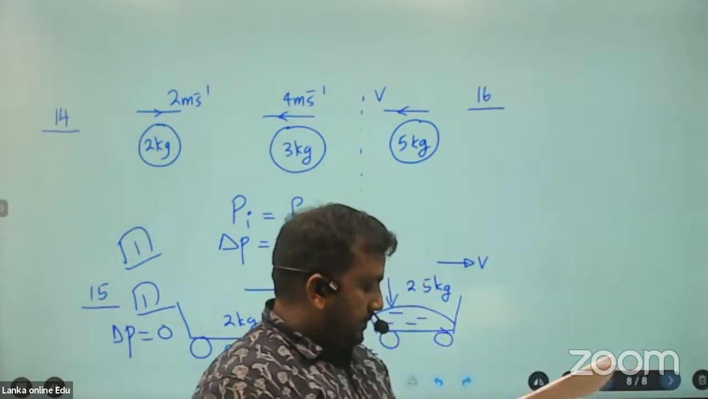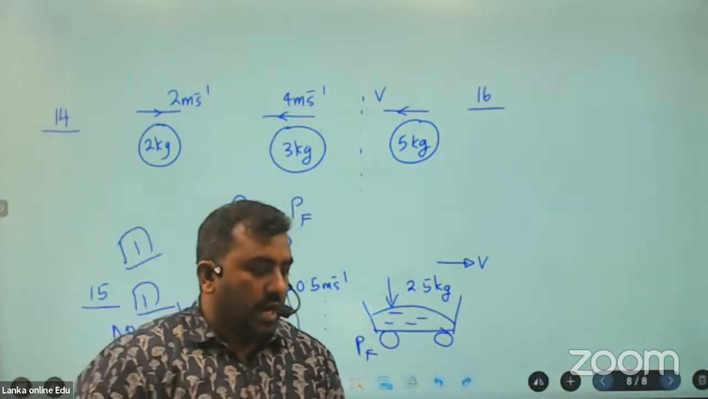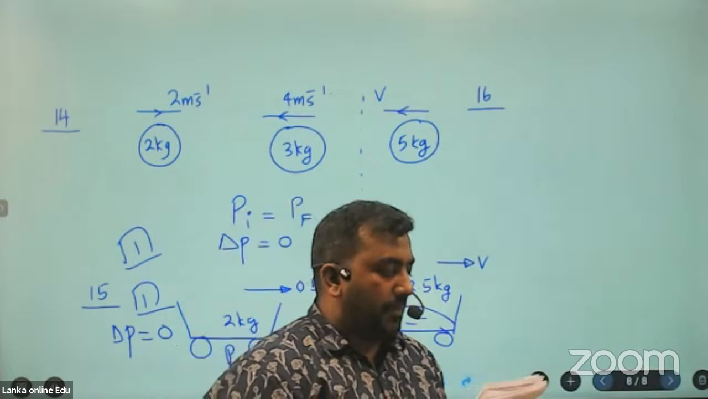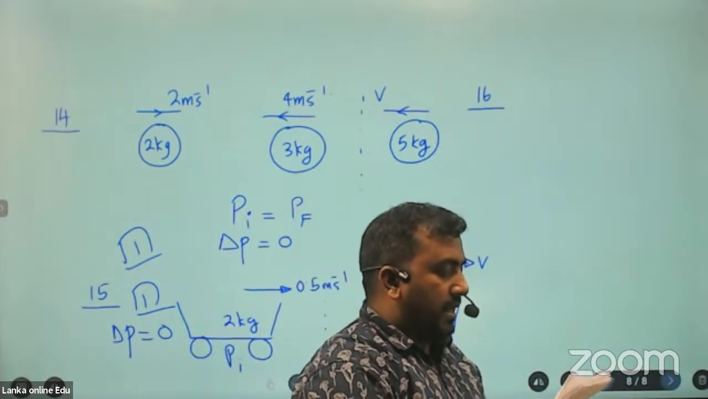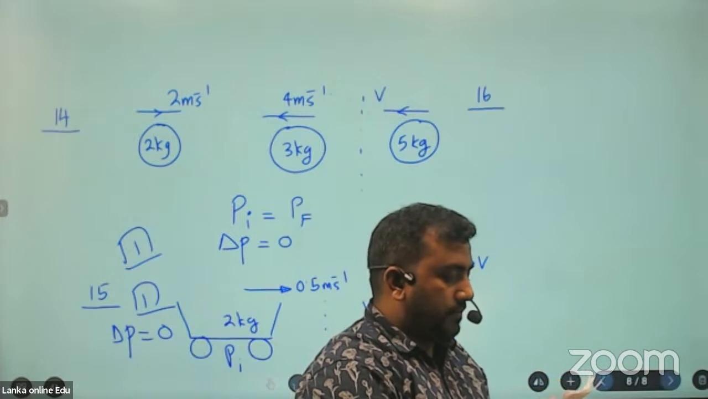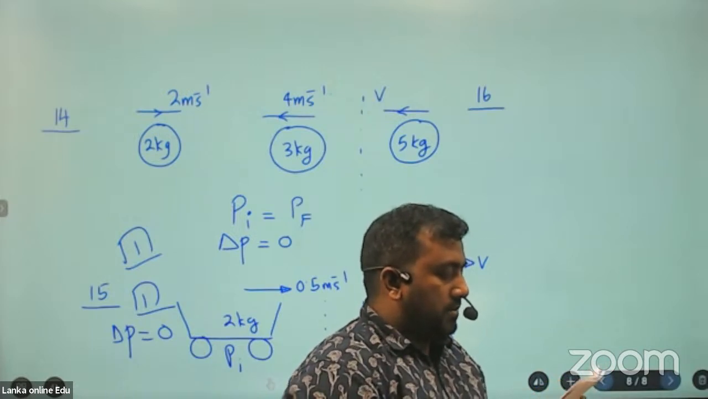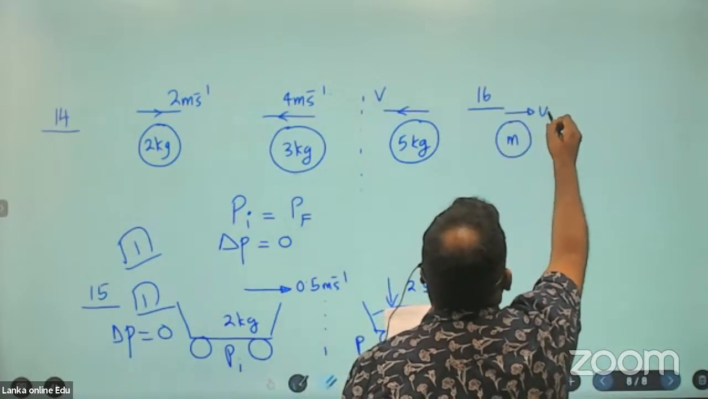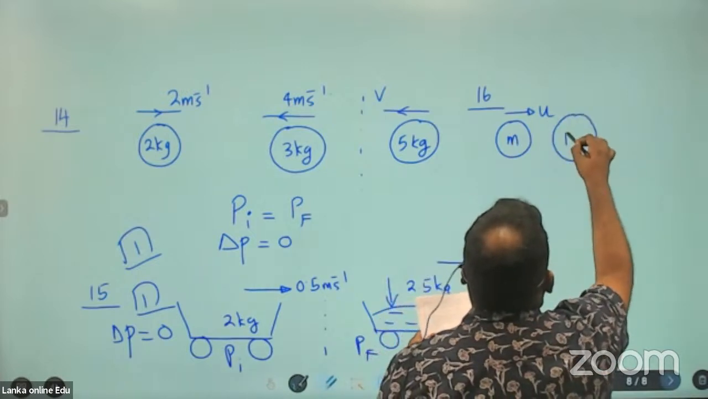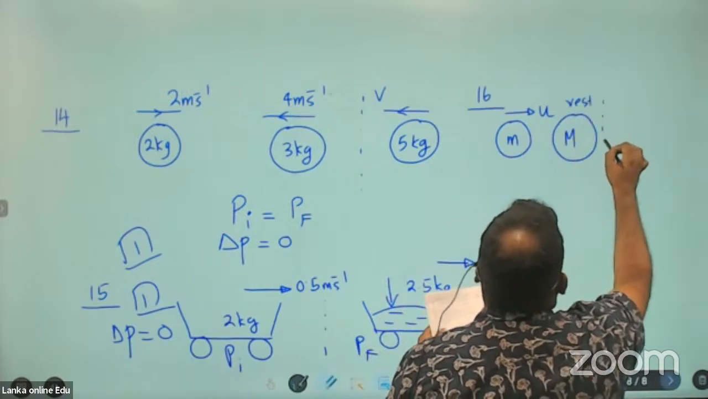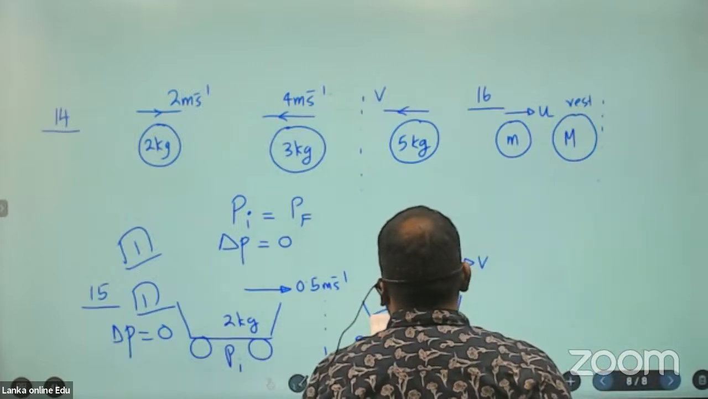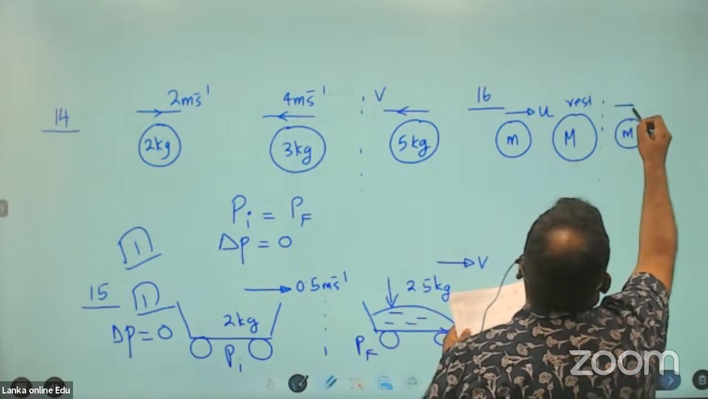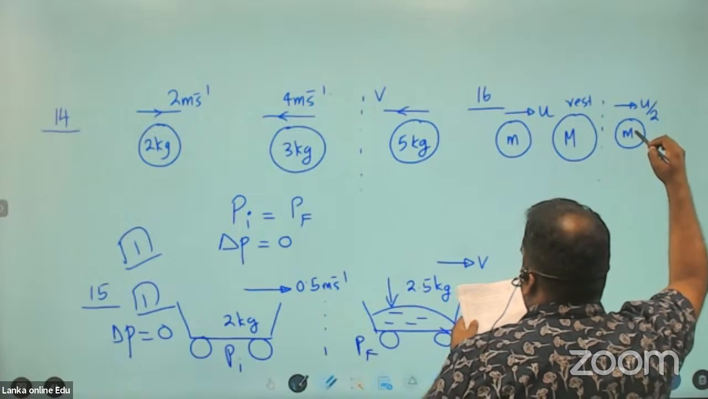MCQ 16. A ball of mass small m moving with velocity u collides elastically with another object of capital M and moves in the same direction with a velocity u over 2. What is the ratio of small m over capital M? So they're giving you small m traveling with a velocity u, colliding with another mass capital M at rest. After collision, it travels in the same direction with u over 2. They're asking what the ratio is.